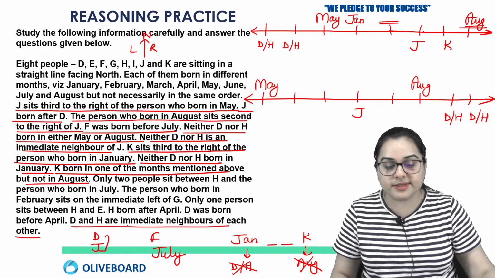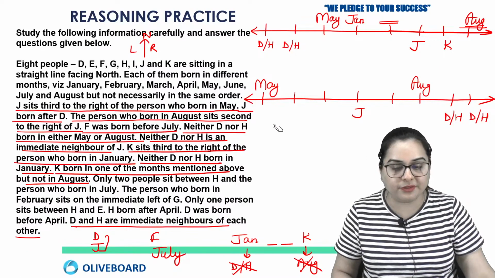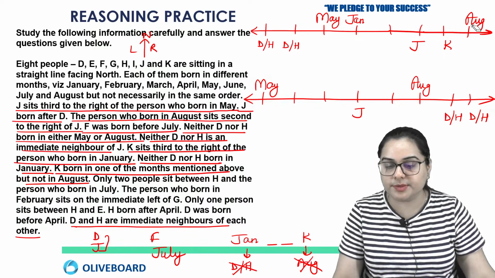Now in the second possibility, just check yourself. How can I fill this in the second possibility?